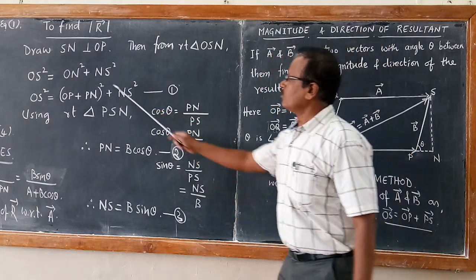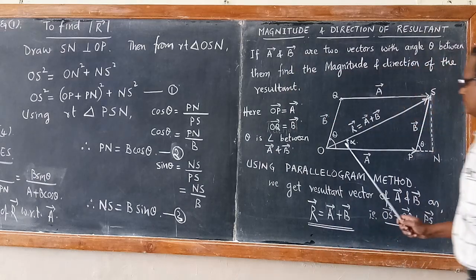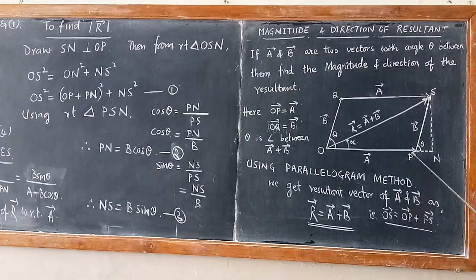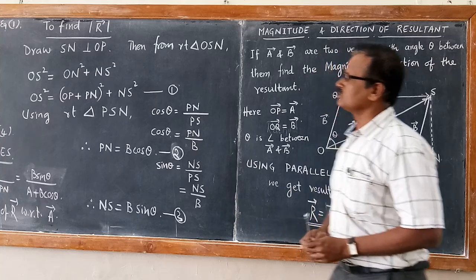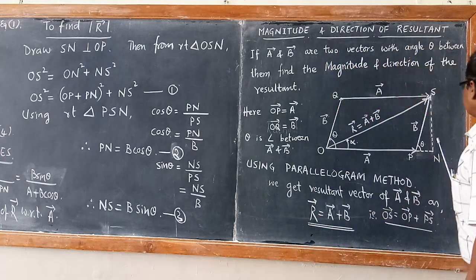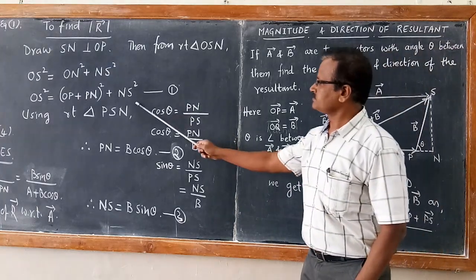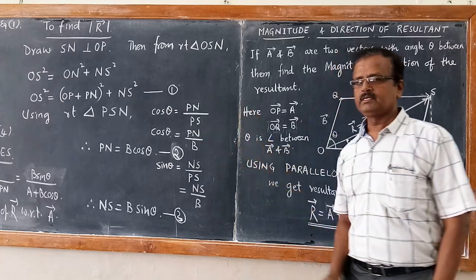Okay. Then what is ON from the diagram? ON is equal to OP plus PN. Just substitute it. ON square is equal to OP plus PN whole square. Next, NS square as it is. Call this equation number 1.